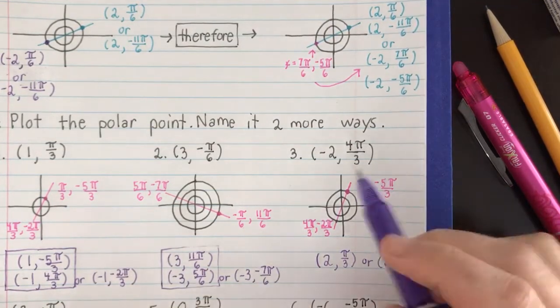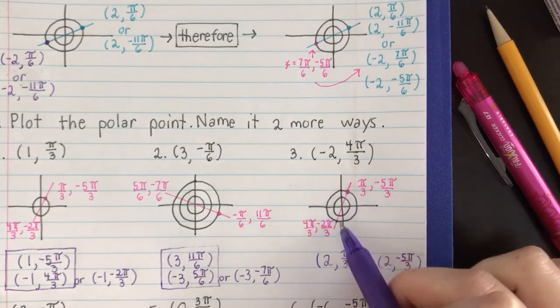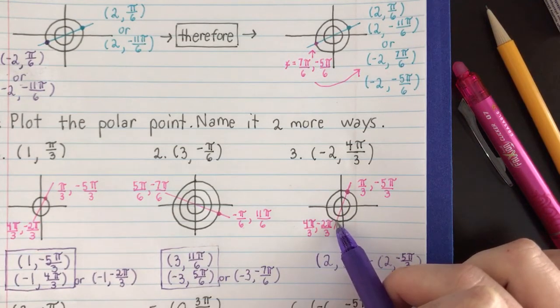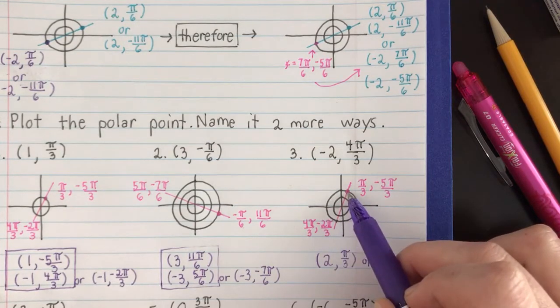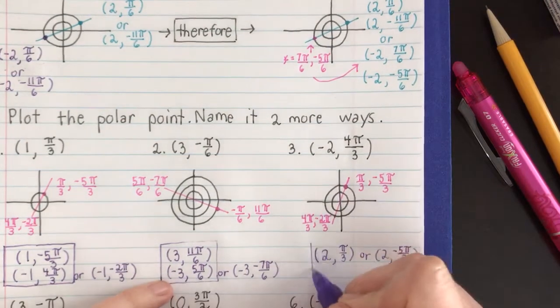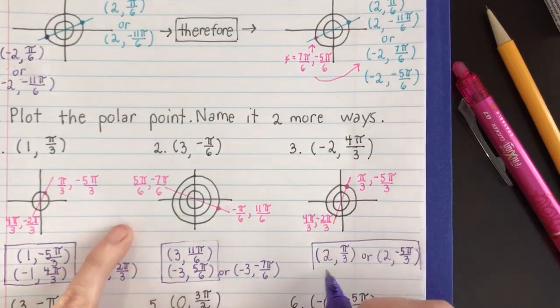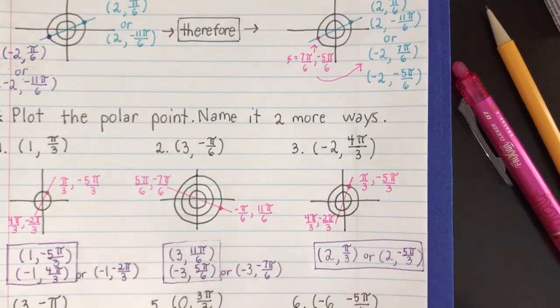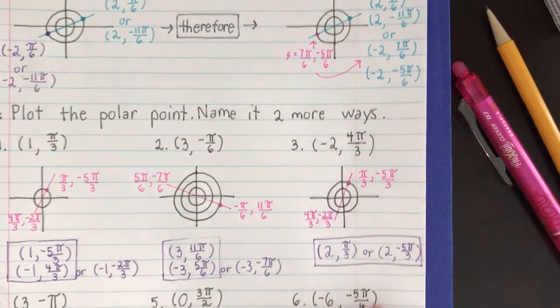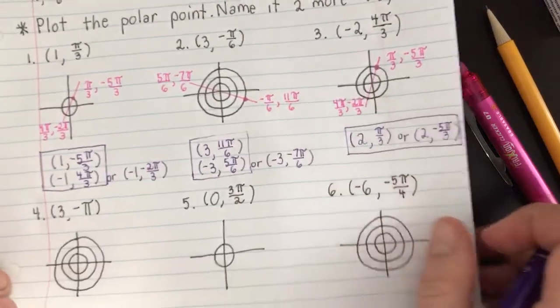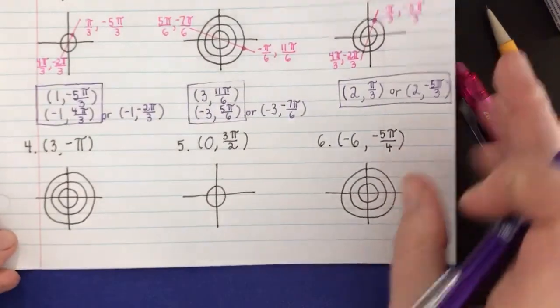Okay, remember, I got this from finding 4 pi over 3 right here, and this was positive 2, 4 pi over 3. So then to make it negative 2, 4 pi over 3, I backed it up. Okay, so I chose now these two for my other 2 possibilities for naming this point. Okay, so now let's do 3 more and then we will be done.